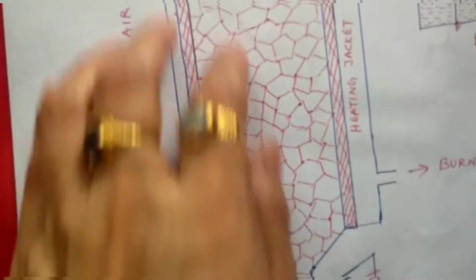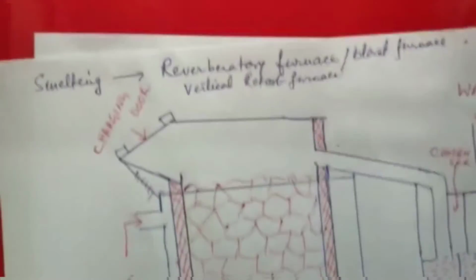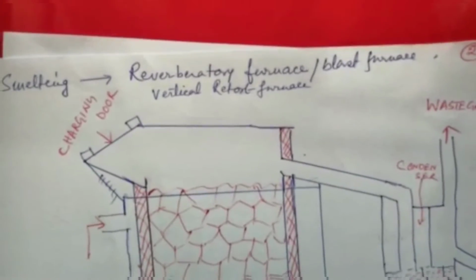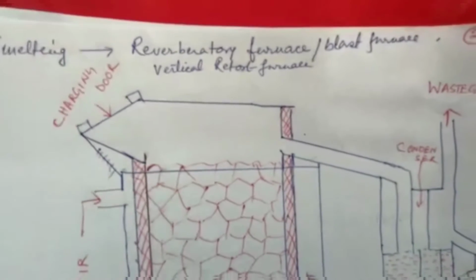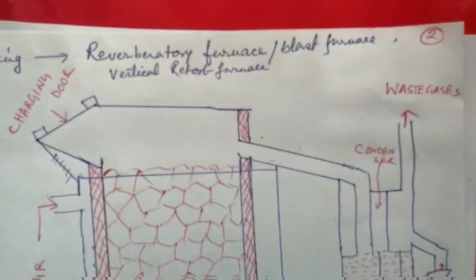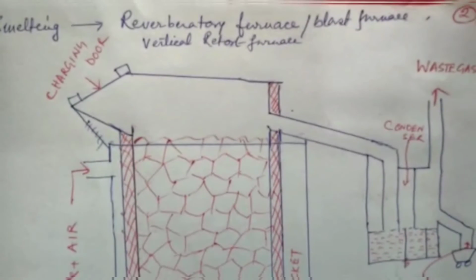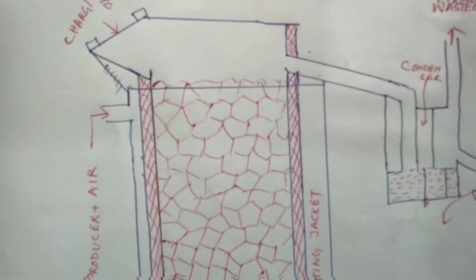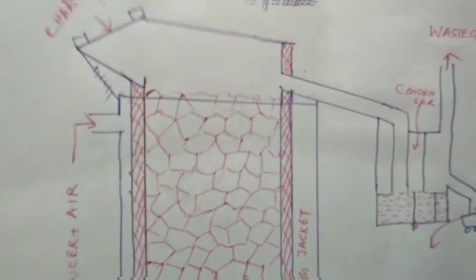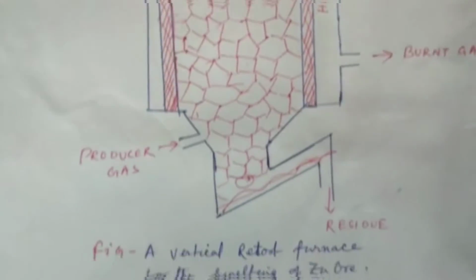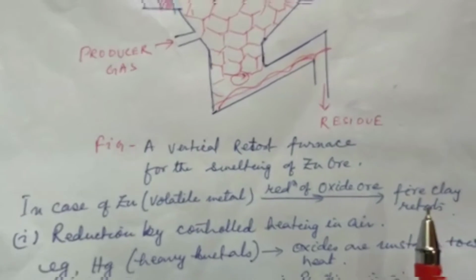Smelting is generally carried out in a reverberatory furnace, blast furnace, or vertical retort furnace. This figure is one. This is a vertical retort furnace.